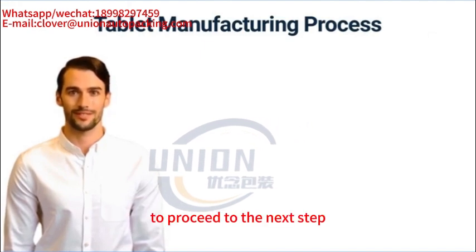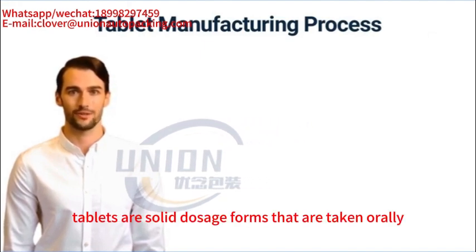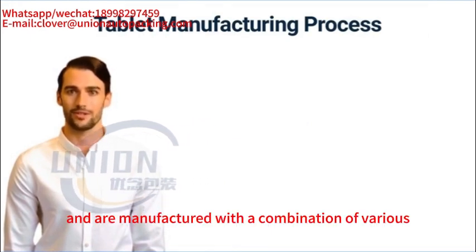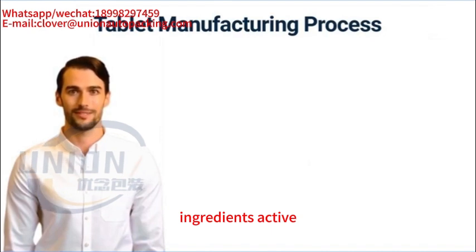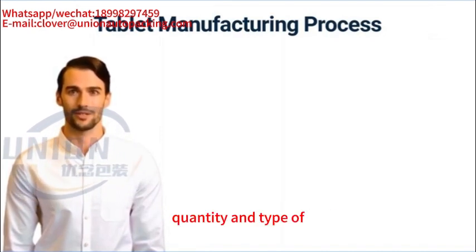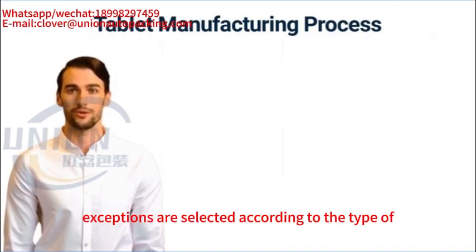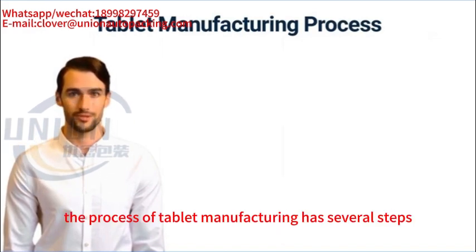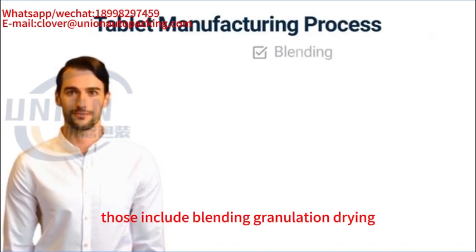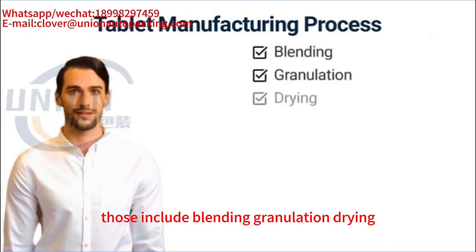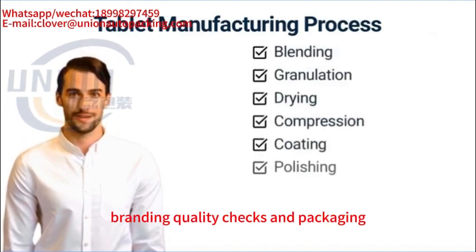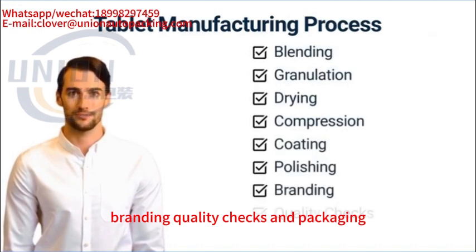Tablets are solid dosage forms that are taken orally and are manufactured with a combination of various ingredients. Active ingredients are mixed with excipients to manufacture the tablets. Quantity and type of excipients are selected according to the type of tablets. The process of tablet manufacturing has several steps. Those include blending, granulation, drying, compression, coating, polishing, branding, quality checks, and packaging.